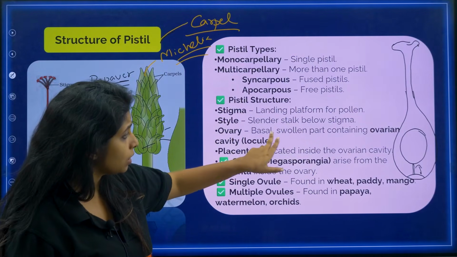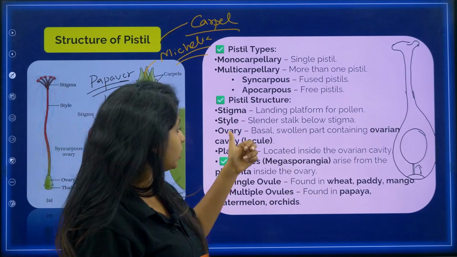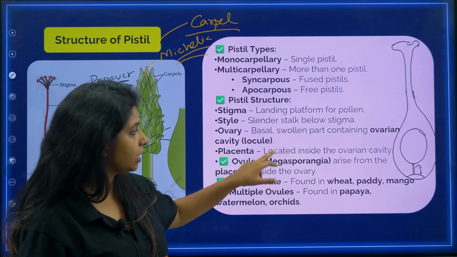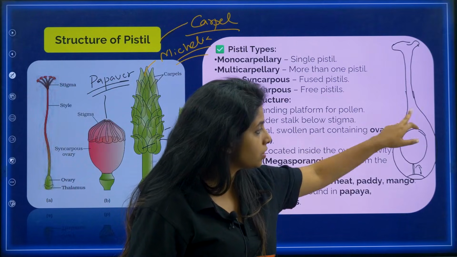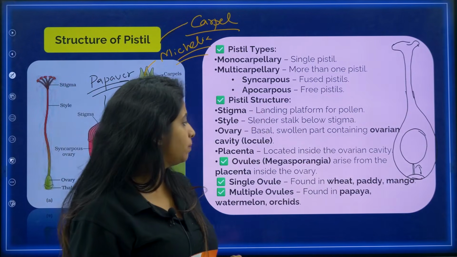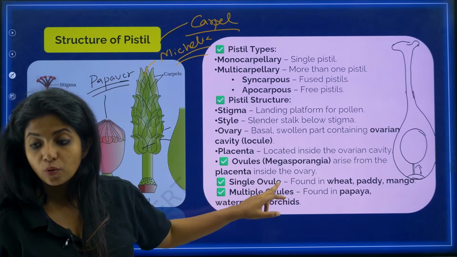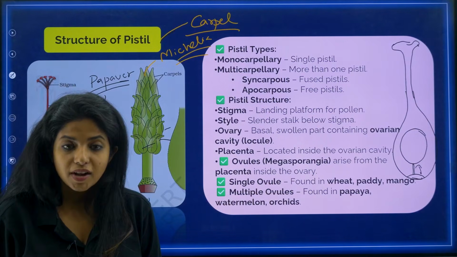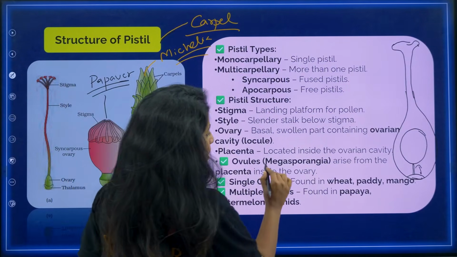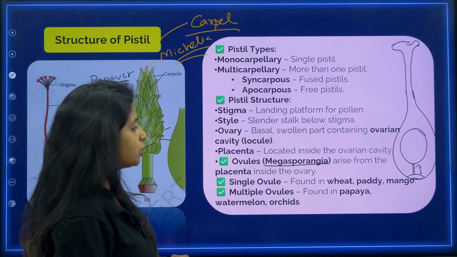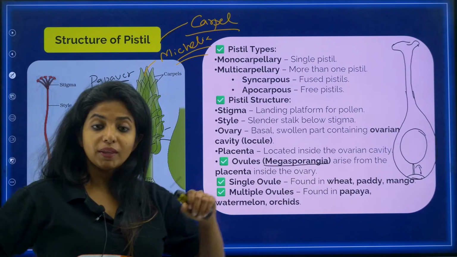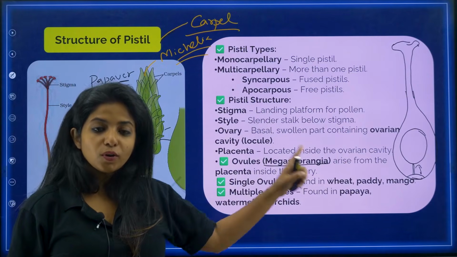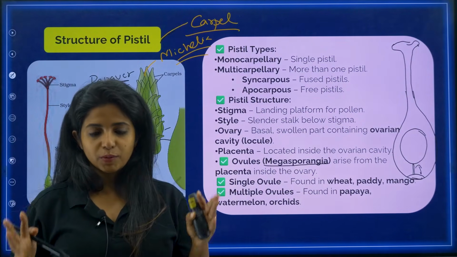Now a basal swollen part contains the ovarian cavity. The ovarian cavity is known as the locule, my dear children. Placenta is located inside the ovarian cavity. As you can see, this is the ovarian cavity. Inside it you have the placenta. Now the ovules over here, my dear children, are known as megasporangia. They arise from the placenta inside the ovary. In the case of males, inside the anther you had microsporangia. Here the ovule is going to act like megasporangia.